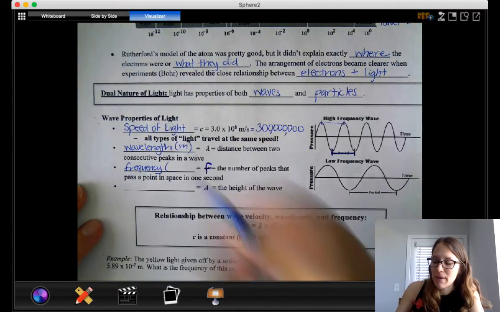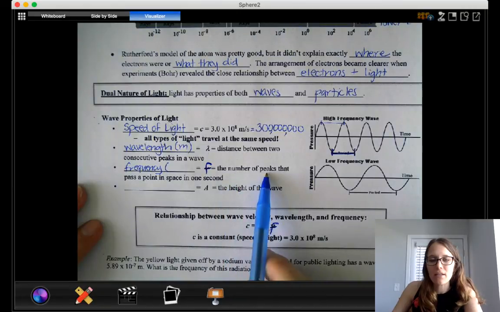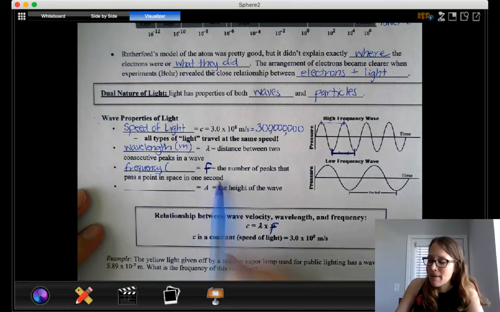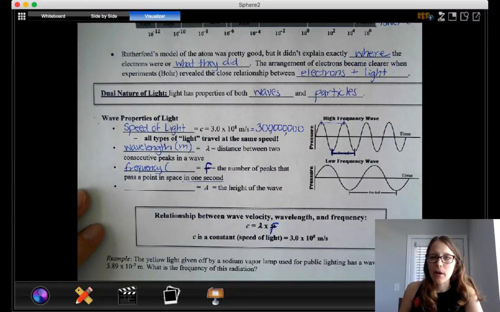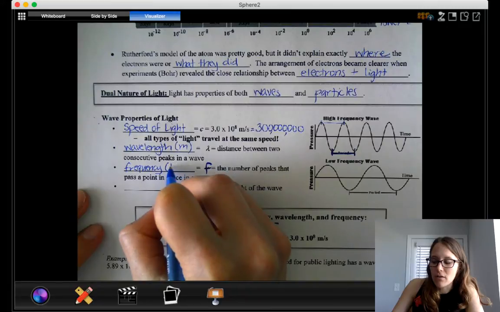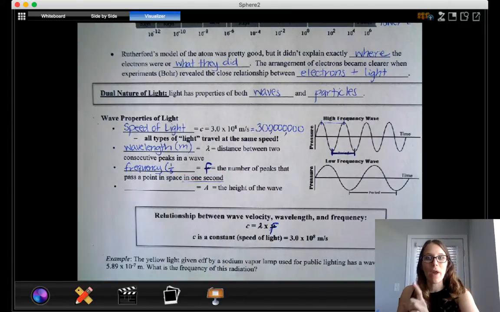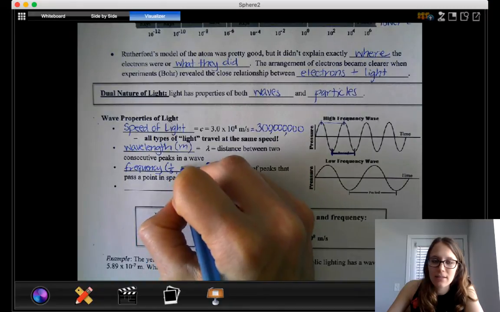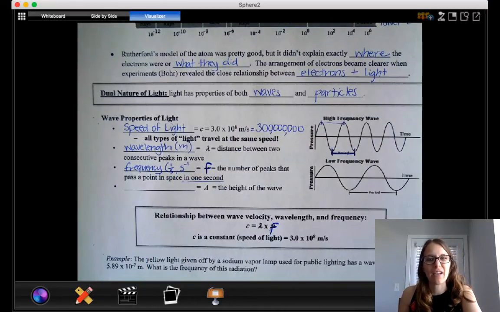Frequency is measured as the number of peaks or the number of waves that pass a point in 1 second. This in 1 second is really important for our units. Our units for frequency are either just 1 over seconds, 1 wave per second goes by. We can also write this as s to the power of -1. So that's just a fraction property. If something's in the denominator, I can just write it to the power of -1.